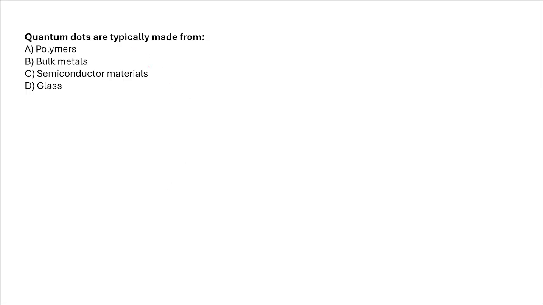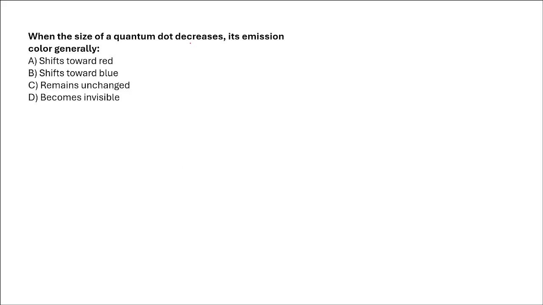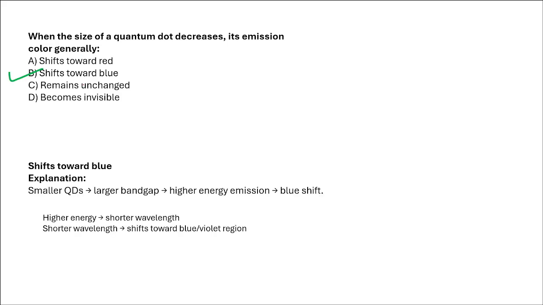Then quantum dots are typically made of, as we have already discussed in previous slides, semiconductor materials like cadmium selenium, cadmium sulfur, zinc. Then when the size of a quantum dot decreases, its emission color generally shifts towards blue.